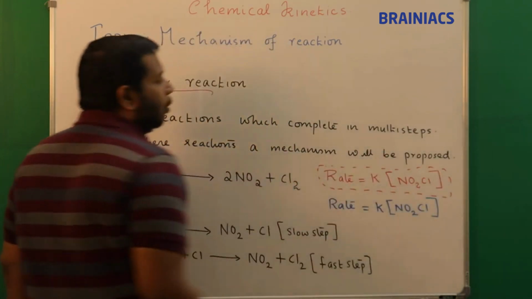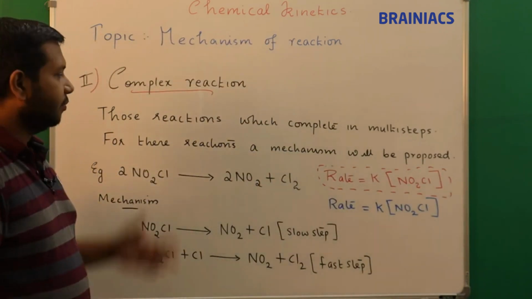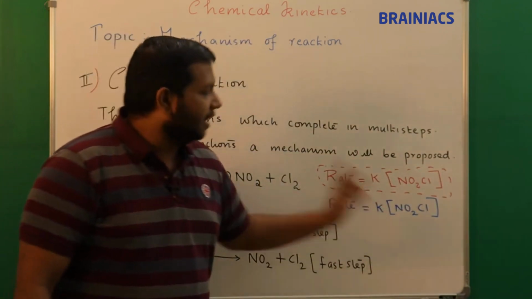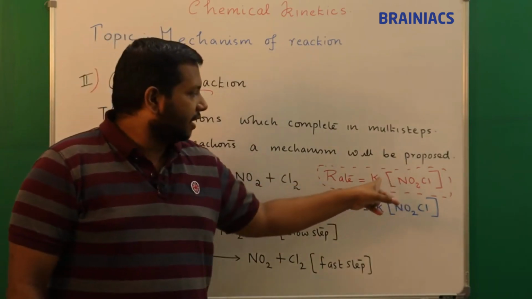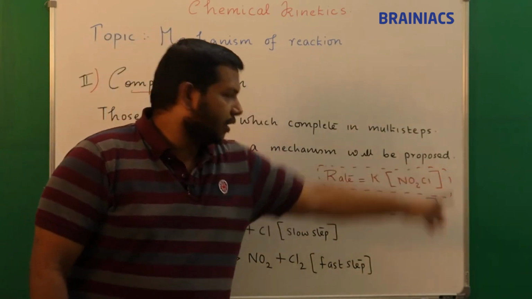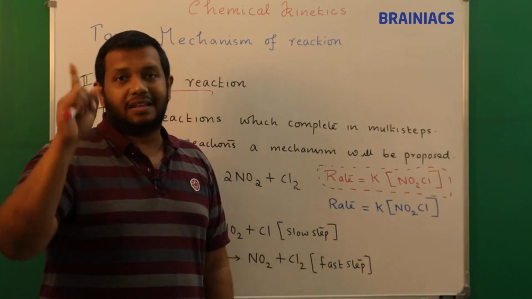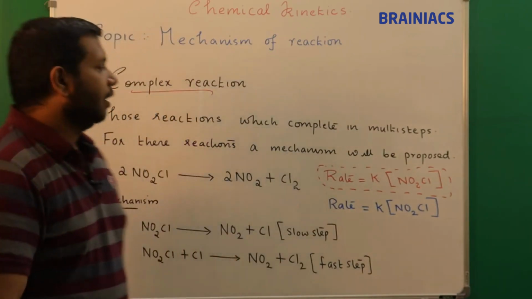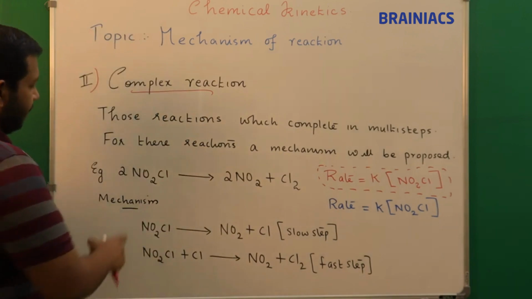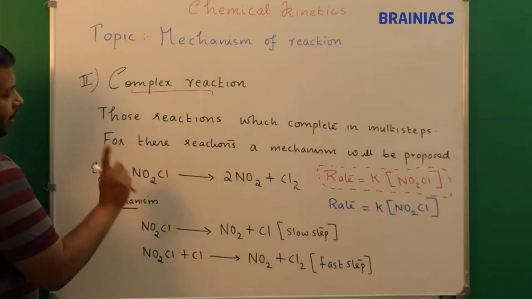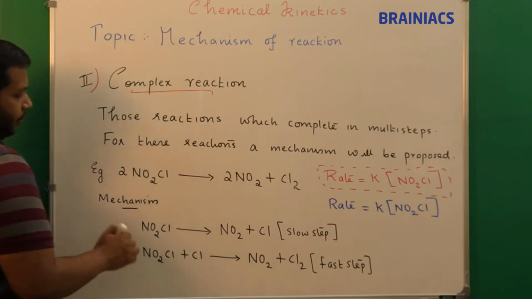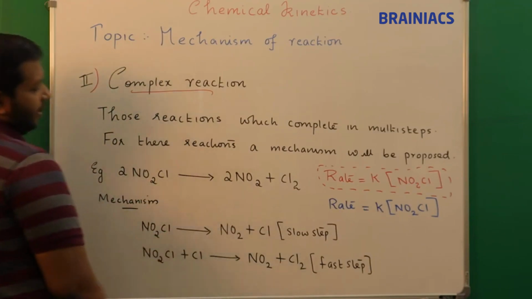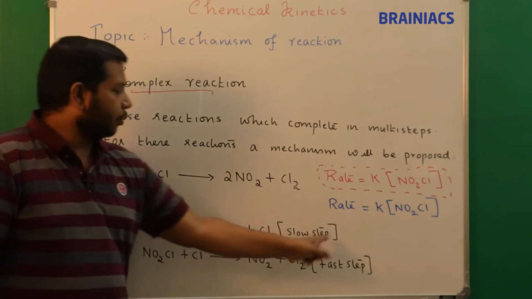Please remember, now we need to propose a mechanism so that we also arrive at the same rate law expression. Here, from this I can understand that [NO2Cl] is raised to the power 1, so I can say it is a first order reaction. Now let's see. The mechanism says we take first one NO2Cl. This undergoes decomposition forming NO2 plus Cl. It is the slow step.